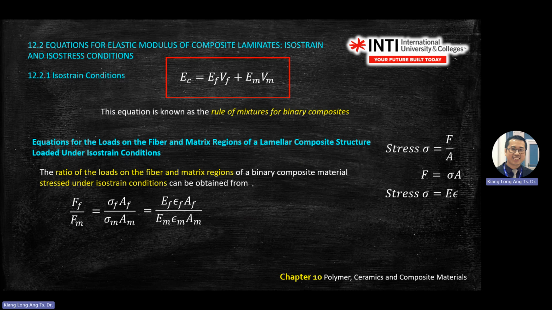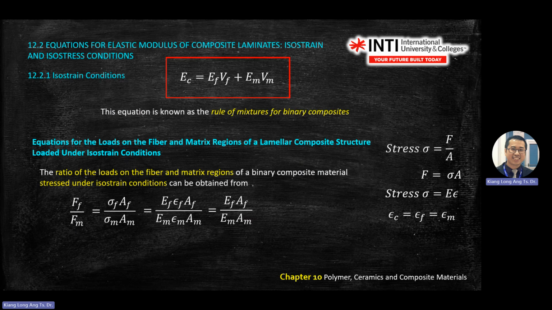So F divided by F is the force, because it's isostrain. Isostrain is the same strain, same deformation. So force on the fiber divided by force of the matrix will equal stress times area. Then you write what is the stress. Expand this one using Hooke's law. So stress equals modulus, Young's modulus, and strain.